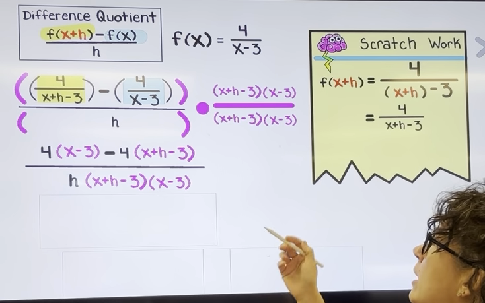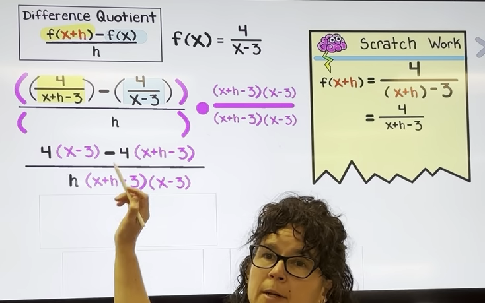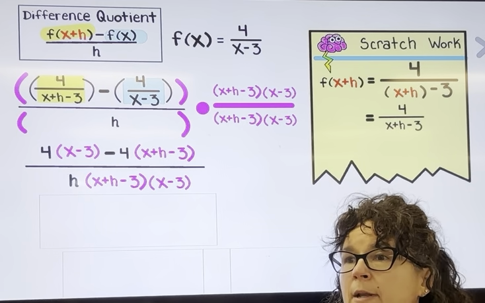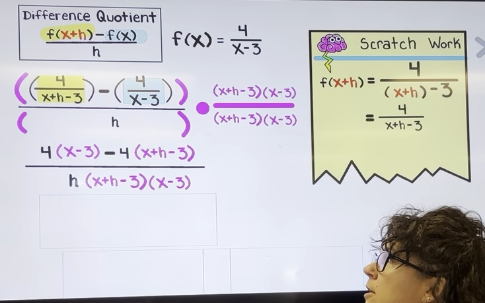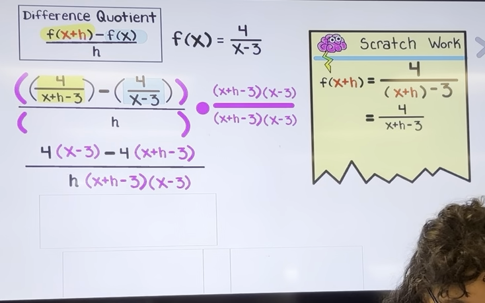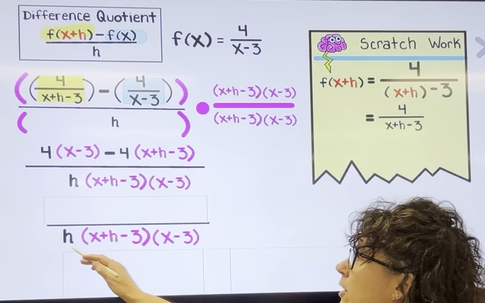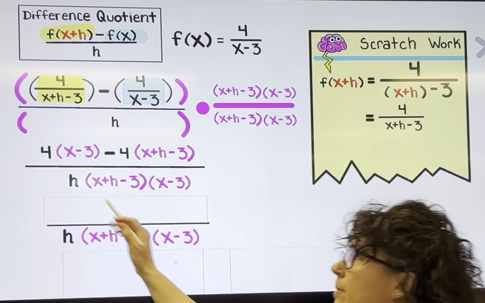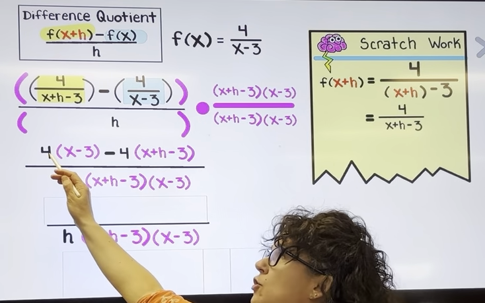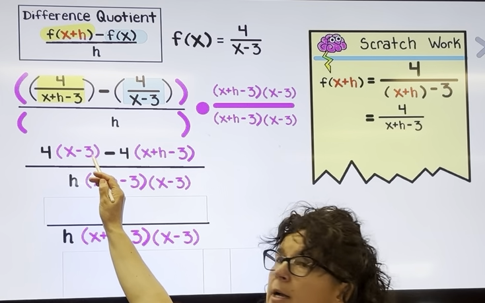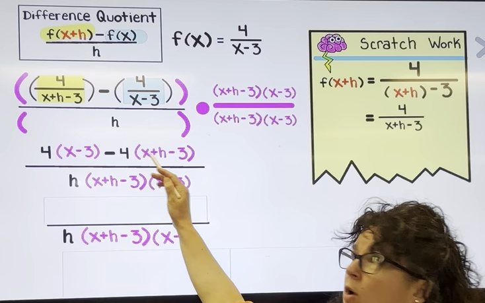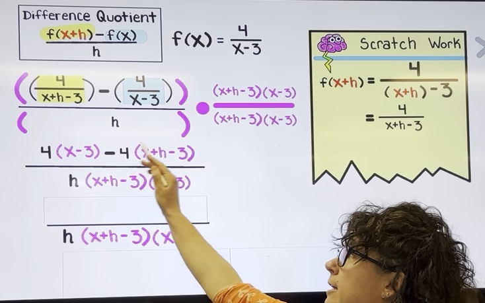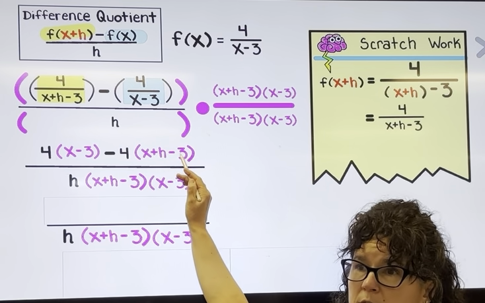So the value in multiplying by these mini denominators is it cancels out those mini denominators, and I no longer have a fraction within a fraction. I have just a tiny bit of simplifying to do. The denominator I'm just going to leave exactly the same, but this 4, I need to distribute that, so it becomes 4x minus 12. And then on this one, distribute the negative 4, so that'll be negative 4x minus 4h plus 12.